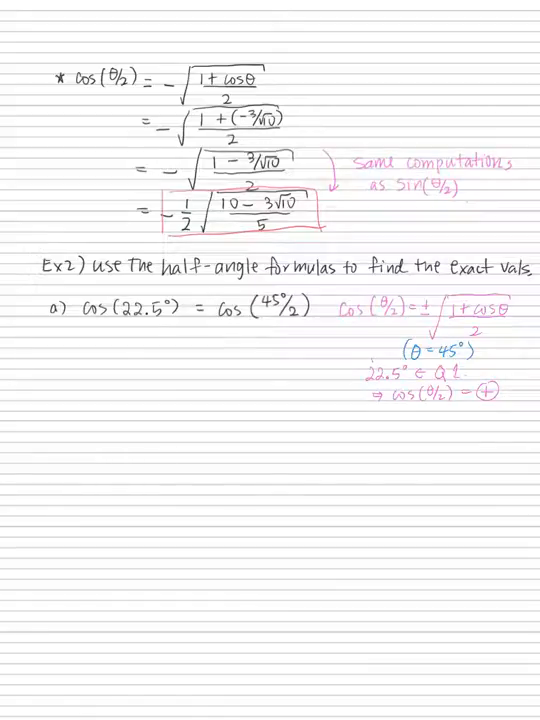So again, 22.5, we're able to write that as theta over 2. Okay, so keep that in mind. So let's apply the formula. So this is going to be positive square root of 1 plus cosine of theta. Our theta is 45 degrees. Whole thing dividing by 2. So this is the same thing as square root of 1 plus root 2 over 2, whole thing dividing by 2.